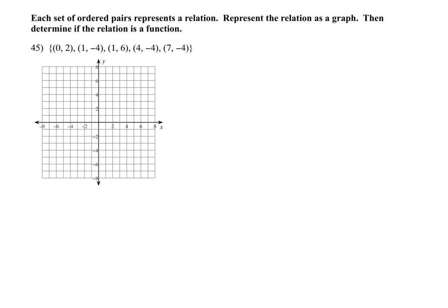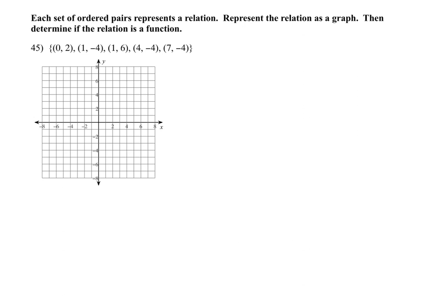This is telling us this is a relation represented as a graph, and then determine if the relation is a function. They are actually just asking you to plot those points and tell me if it is a function. So everyone should know how to plot a point. First value moves you left and right, second up and down.